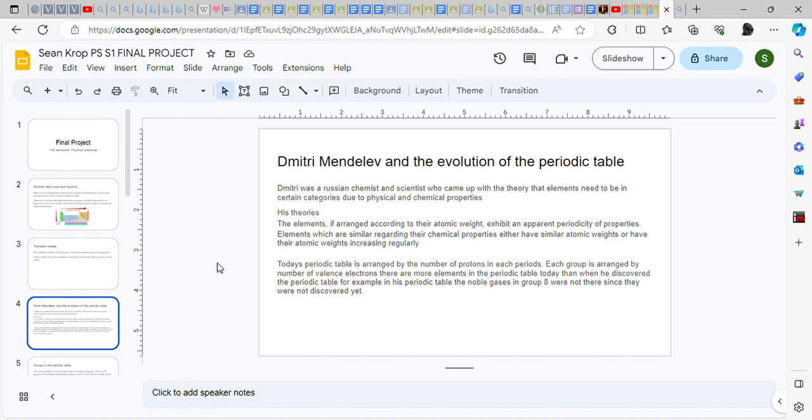There are more elements in the periodic table today than when he discovered the periodic table. For example, in his periodic table, the noble gases in group 8 were not there since they were not discovered yet.